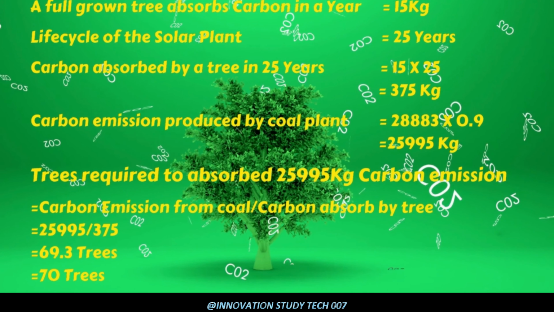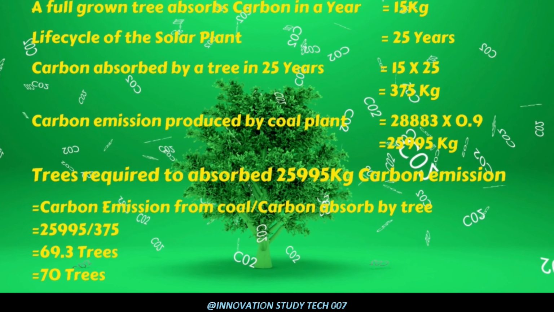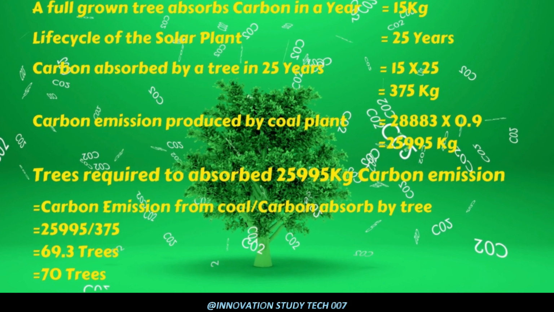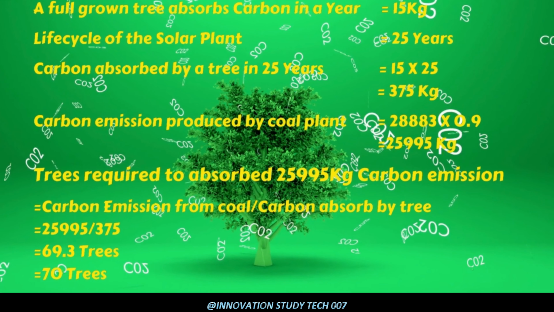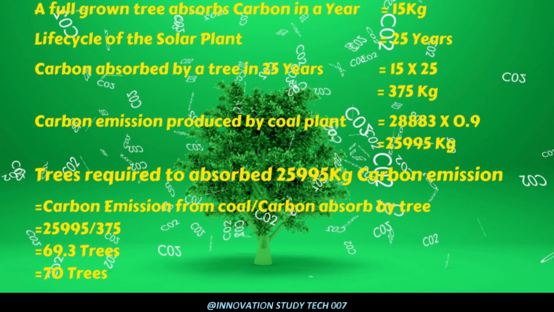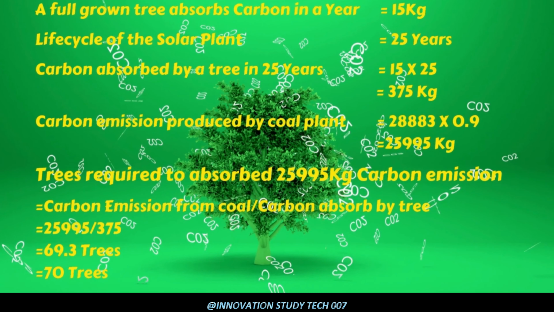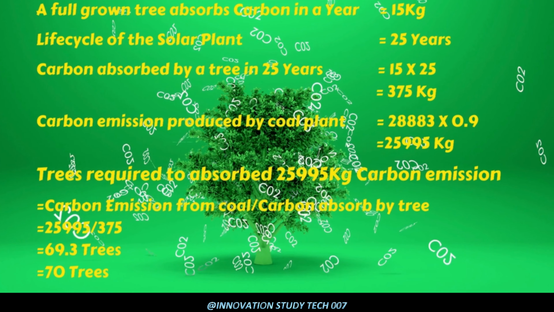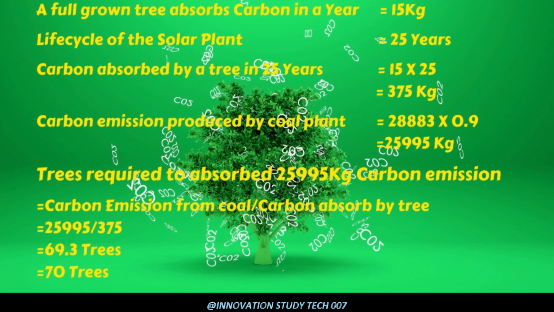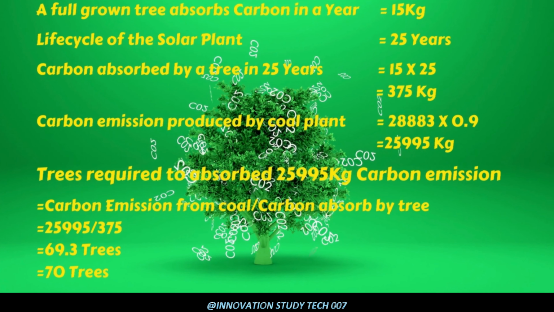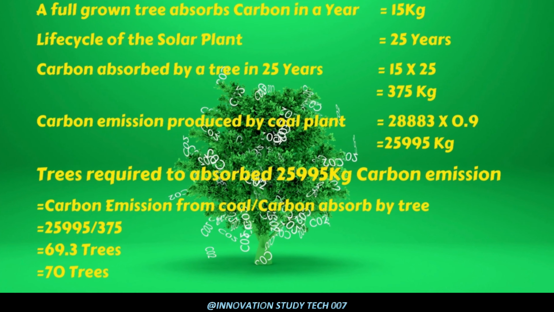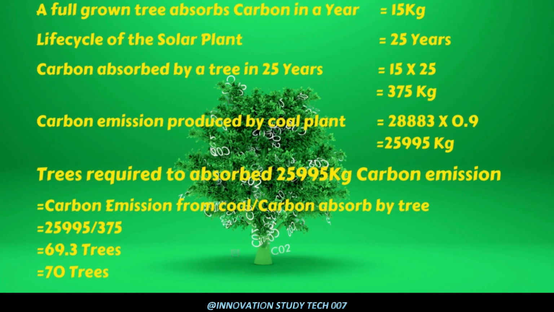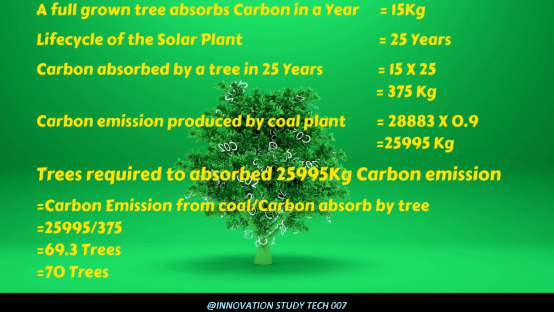Now to calculate how many trees would be required to absorb 25,995 kg of carbon, which is a huge carbon emission, we divide 25,995 by 375, and we get 69.3, or we can say 70. This implies that 70 trees would be required to absorb the carbon emission if the power is produced by coal. It means the equivalent impact of a 1 kilowatt solar plant is similar to planting 70 trees.